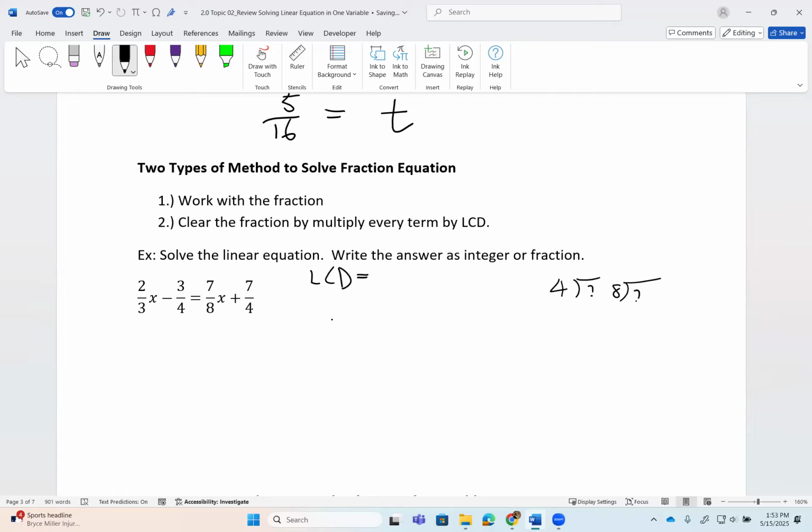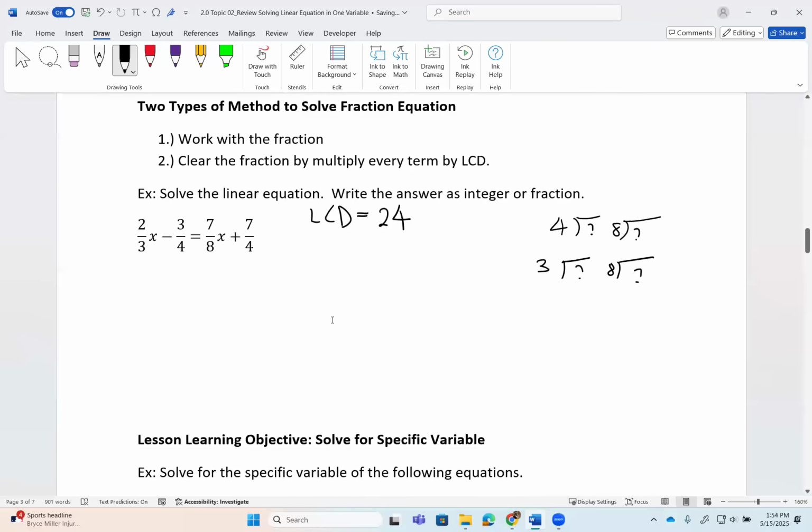So if the LCD between 4 and 8 is 8, then let's go again with the 3. What's the LCD between 3 and 8? Between 4 and 8 is already 8, so now let's include the 3. The LCD between 3 and 8 is the smallest number 3 can go into and 8 can go into. If you know your times table pretty well, the answer will be 24. All right, so the idea here is I'm going to multiply every term by 24.